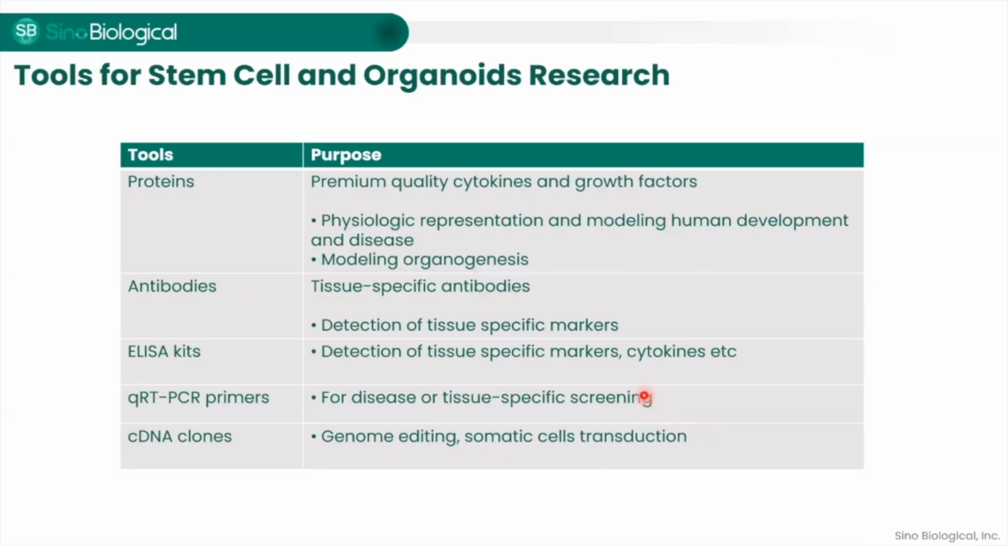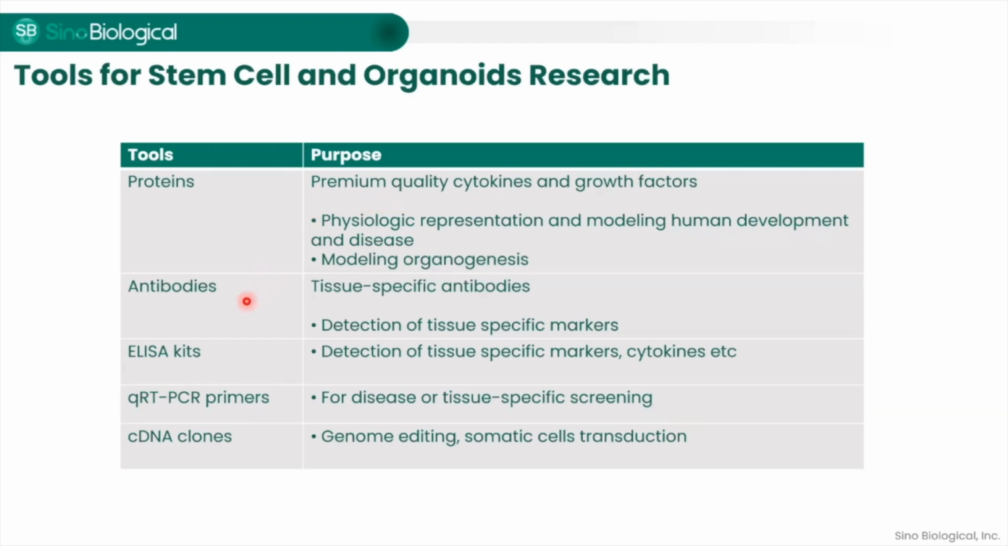So stem cell and organoid research relies on a wide range of tools and techniques to culture, manipulate, and effectively use these cells and structures as models. Starting from various cell culture components, there are recombinant growth factors and cytokines that are essential for maintaining stem cell pluripotency and promoting differentiation when needed.